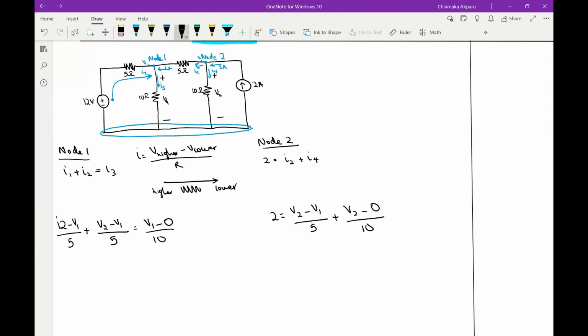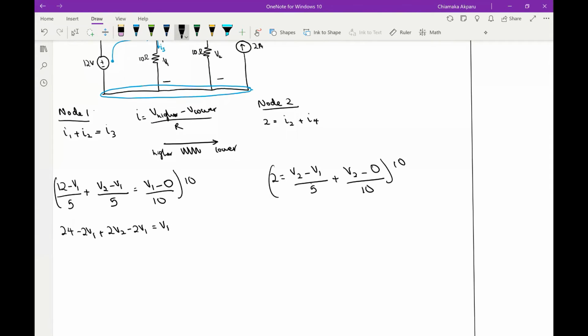So let's multiply both sides by 10 to get rid of the fractions. We're going to have 24 minus 2V1 plus 2V2 minus 2V1 equals V1. We're going to finish solving this. So we're going to see that this is 24 minus 4V1 plus 2V2 equals V1.